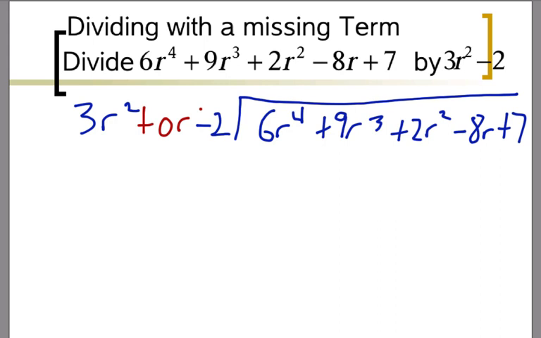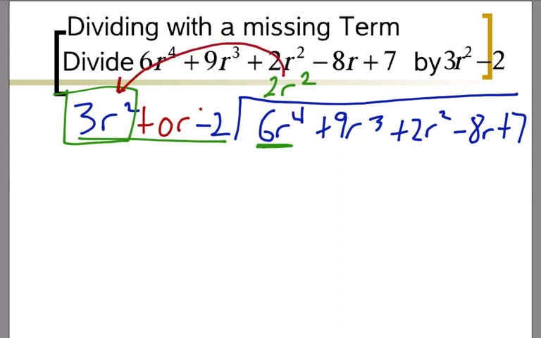Okay, so now I've set the problem up correctly so that I can actually do the long division. Even though there's three things on the outside, I'm still only worried about the first number here, the 3r squared, and the 6r to the fourth. And the question is, what do you multiply 3r squared by to get 6r to the fourth? And the answer is 2r squared. If I have this 2r squared up here, I will distribute it now to the 3r squared, to the 0r, and to the negative 2. So I actually have three things to distribute that number on top to, instead of 2 like the previous problems.